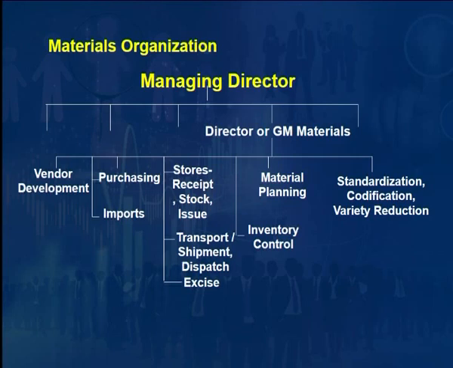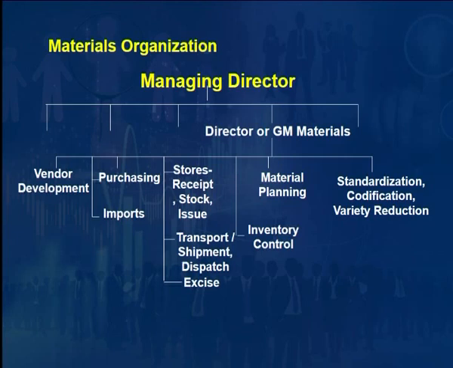Then you have a stores department wherein the receipt of the material will take place. It will maintain the stocks and the inventories, and the issuance department will be there. So on one side there is a receipt department, and on the other side there is an issuance department within the organization. Then there is another vertical called transport, for shipment, for dispatch and for excise duty, if excise is applicable in that industry. Then the fourth broad department is material planning and inventory control. This is what we are studying now. MRP systems and all come under this department.